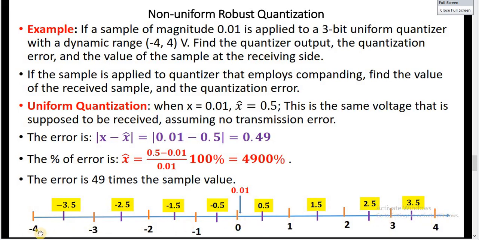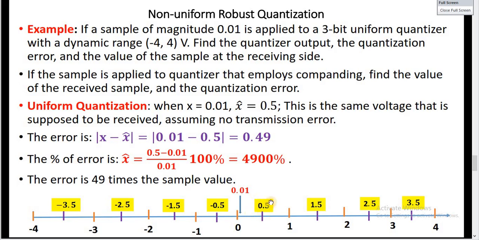We subdivide the range of values between -4 and 4 into 8 levels, and so the step size for this example is 1. The representation values are -3.5, -2.5, -1.5, -0.5, 0.5, 1.5, 2.5, and 3.5. The sample 0.01 falls in this segment.